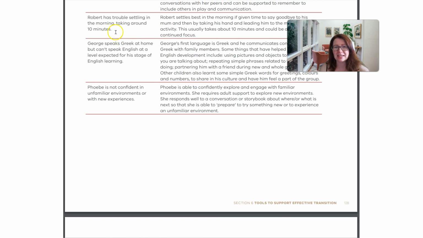Let's look at Robert. Robert has trouble settling in the morning, taking around 10 minutes. So if you think about it, it's not so negative, it's factual, but we also can improve this deficit-based observation to this one. Robert settles best in the morning if given time to say goodbye to his mom, and then by taking his hand and leading him to the mat for an activity. This usually takes about 10 minutes and could be an area of continued focus.